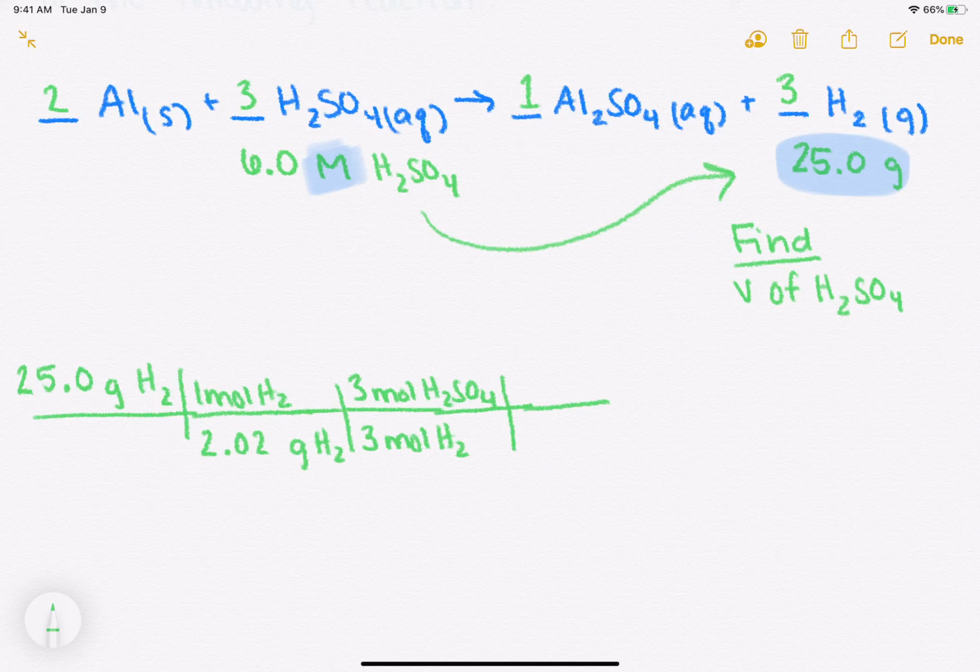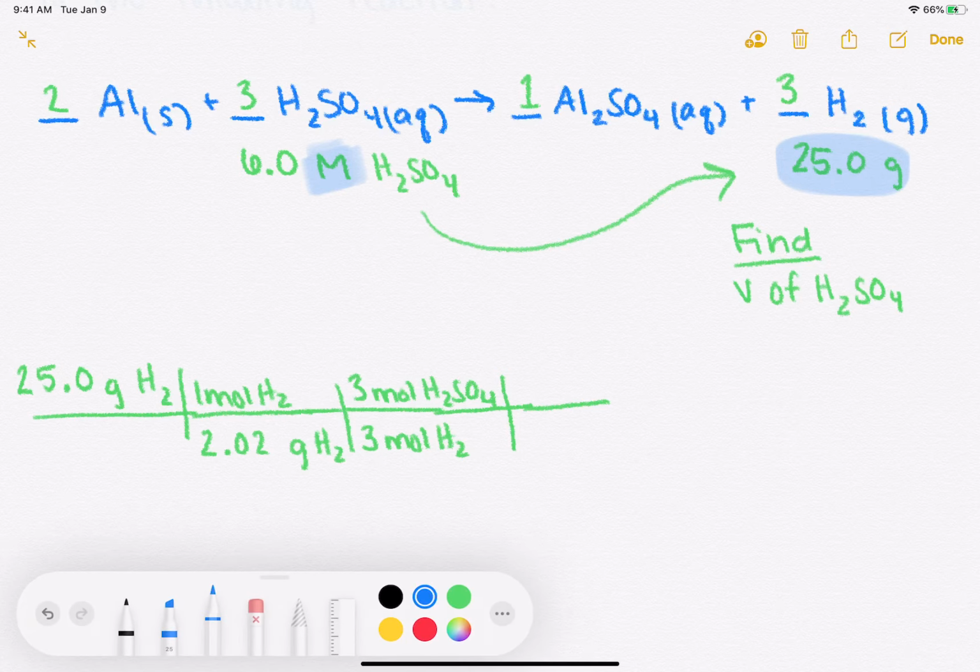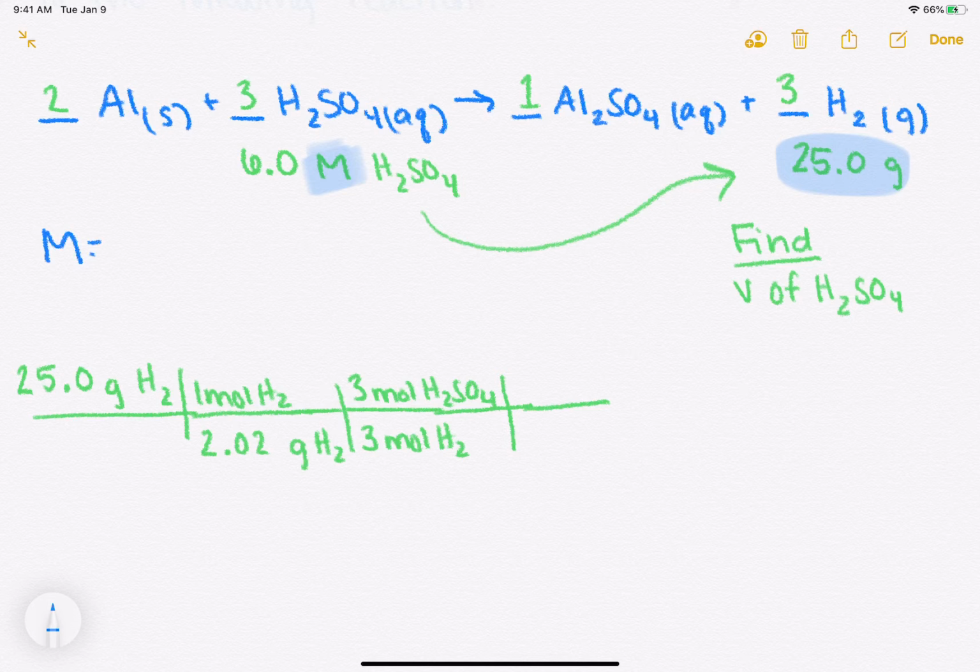Now we're in moles of H2SO4, and you would think that maybe we're a little bit stuck because I don't see moles of H2SO4 anywhere given in this problem. So this is where it's really important to remember that molarity is equal to moles over liters. So notice how this is a unit that's made of a fraction. So whenever we have a unit that looks like a fraction, we can put that into our dimensional analysis.